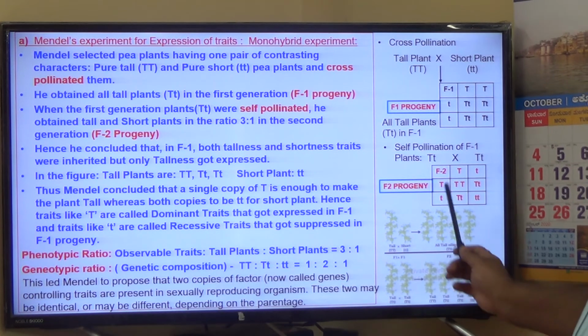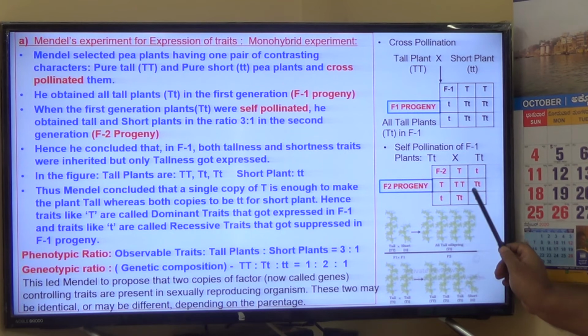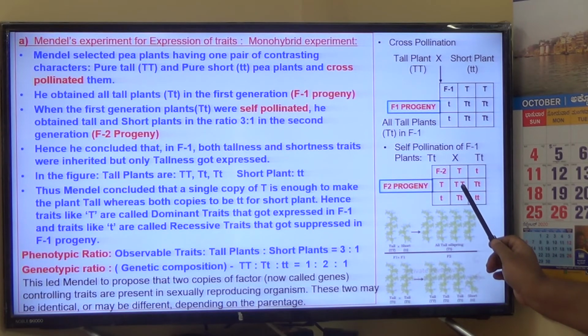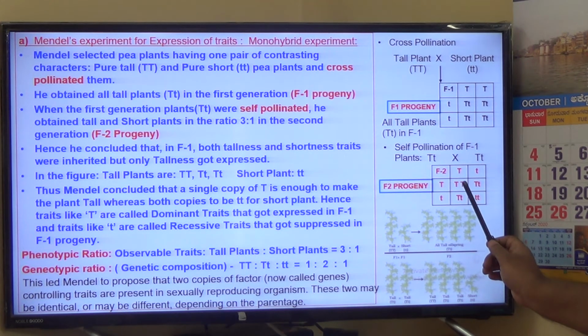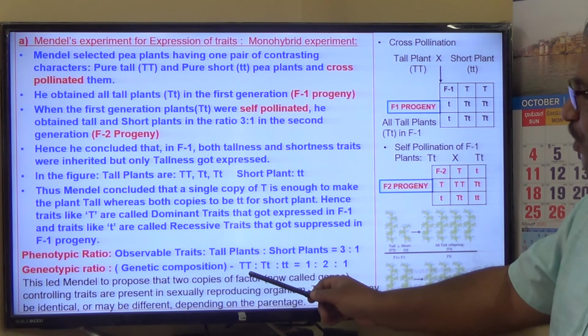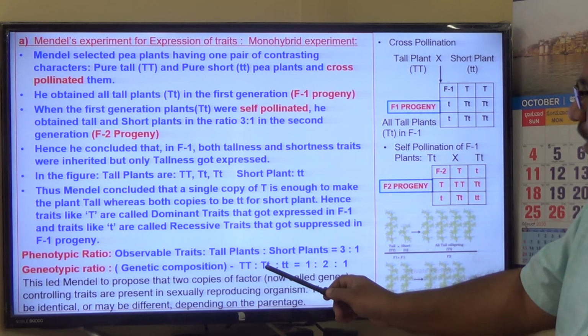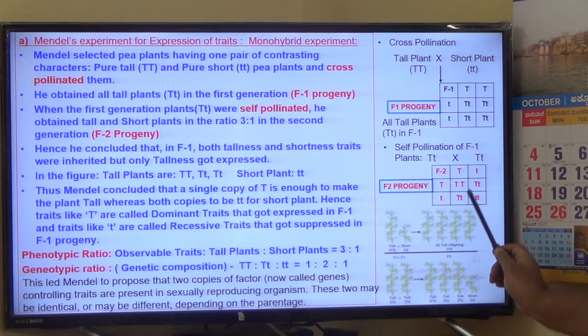Genotypic ratio. Can you check the combination of the genes here? This is one particular gene combination, these two are another particular combination, and this is another particular combination. This is pure tall, this is pure short, and these are hybrid plants, hybrid tall, hybrid tall. Got it? So pure tall to hybrid tall to short, that is the genotypic ratio, that is the genetic composition ratio, capital T T is to capital T small t is to small t small t is 1 is to 2 is to 1. Is it so? 1 is to 2 is to 1.